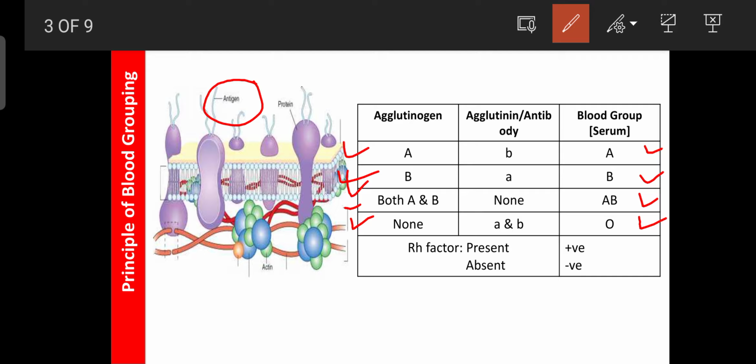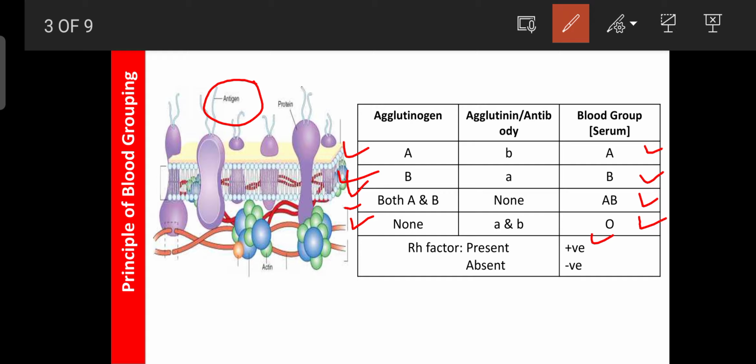Along with antigen A and B, another antigen is present, known as antigen H or the rhesus factor, or rhesus monkey factor, because it was first isolated from the rhesus monkey. That is why it is known as the Rh factor. If that antigen is present, the blood group is positive. For example, if antigen A and the Rh factor are present, the blood group is A positive. If antigen A is present but the Rh factor is not, the blood group is negative. So blood groups are categorized on the basis of the Rh factor as positive and negative: A positive, A negative, B positive, B negative, AB positive, AB negative, O positive, O negative.